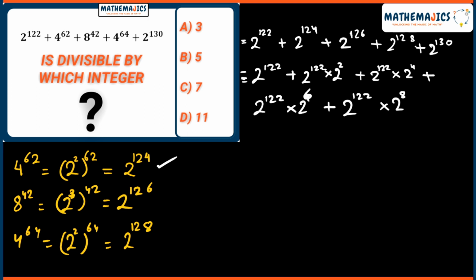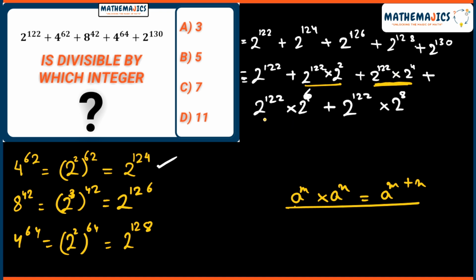Why can we write it like this? Because there is an exponent rule which says a raised to power m times a raised to power n: whenever the base is same and the powers are different and the terms are multiplied, the powers are added. Yes, this is the rule. Now look at the second term. If you use this rule, you will get 2 raised to power 124. Look at the third term. If you use this rule, you will get 2 raised to power 126. Similarly, here you will get 2 raised to power 128. Similarly, here you will get 2 raised to power 130. Correct? Let me erase this.